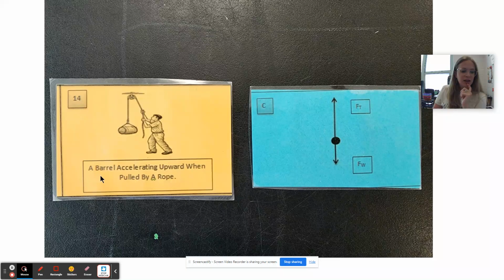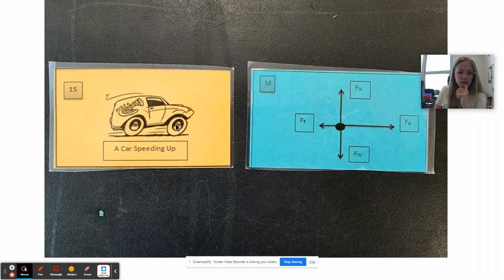All right, here we have a barrel accelerating upward by being pulled by a rope. So we're just looking at the barrel here. So you have tension force and weight, and that tension force is stronger because it is accelerating upward. Here we have a car speeding up.